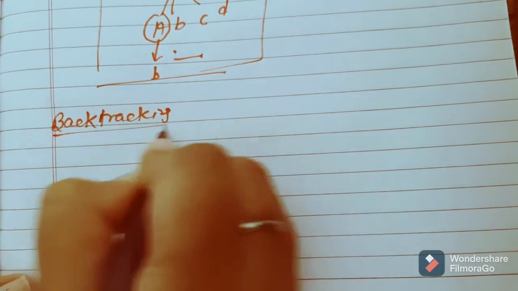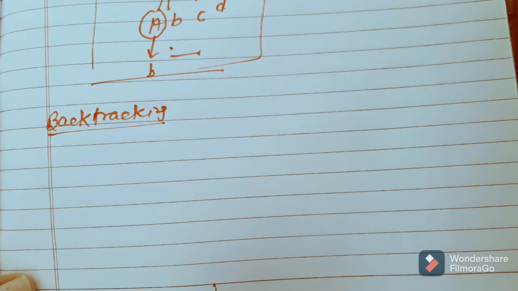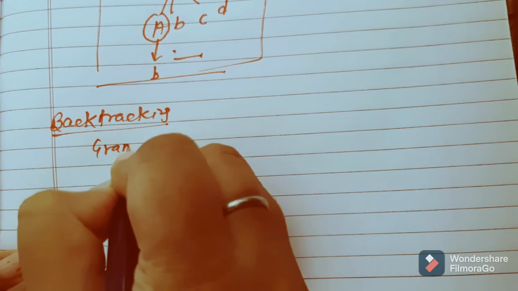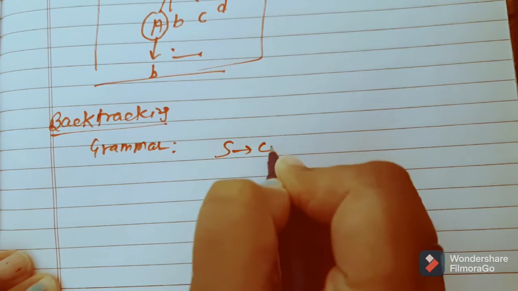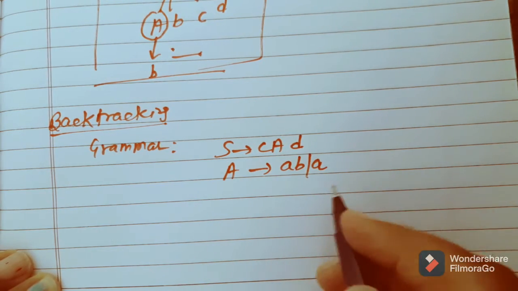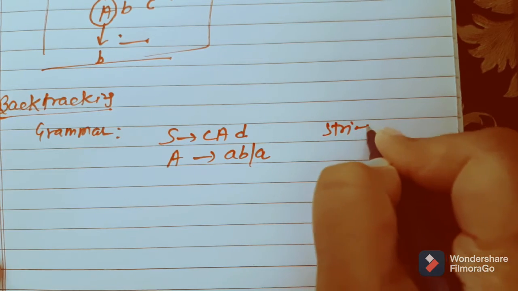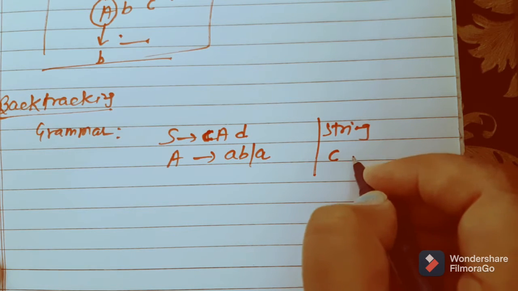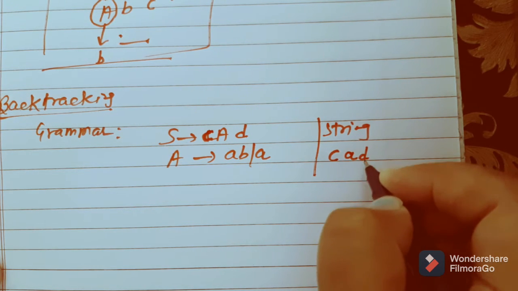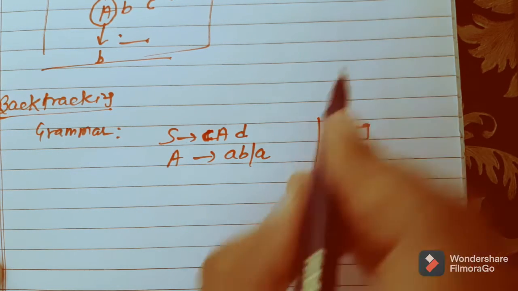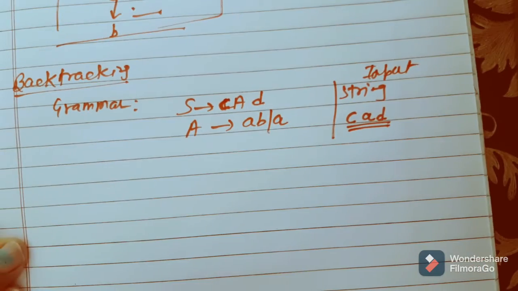And now I have told you there is a parser, and first I will discuss the backtracking parser. This is the top-down parser with backtracking, and first I will discuss how backtracking is followed during top-down parsing. I will take a simple example of a grammar: S tends to CAD and A tends to AB / A. This is given to us, and the input string is small c, CAD. We have to use this string here.